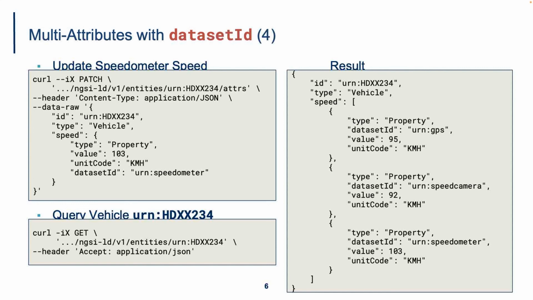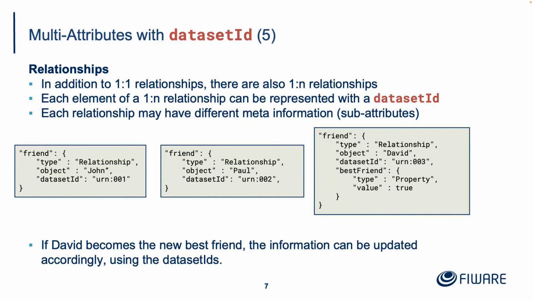Now, beyond properties, you will find that multi-attributes are required for relationships. If you look at the definition of object in the core context, it says the object is an @id. It's a pointer to a single entity. I've just put the names here for clarity, but they would normally be URNs.